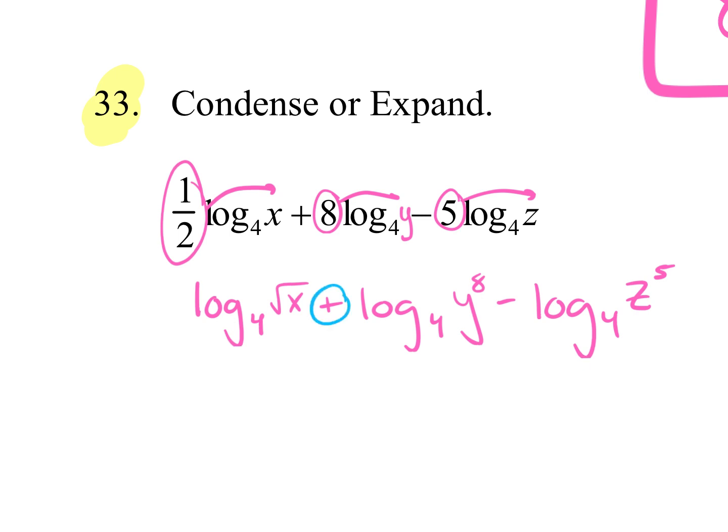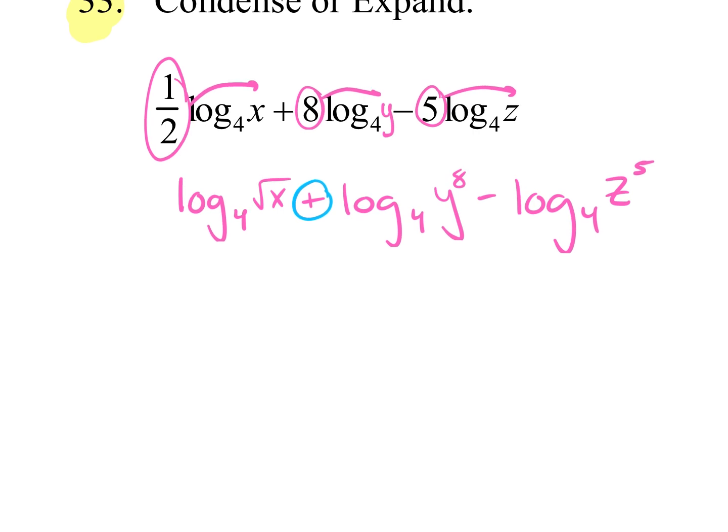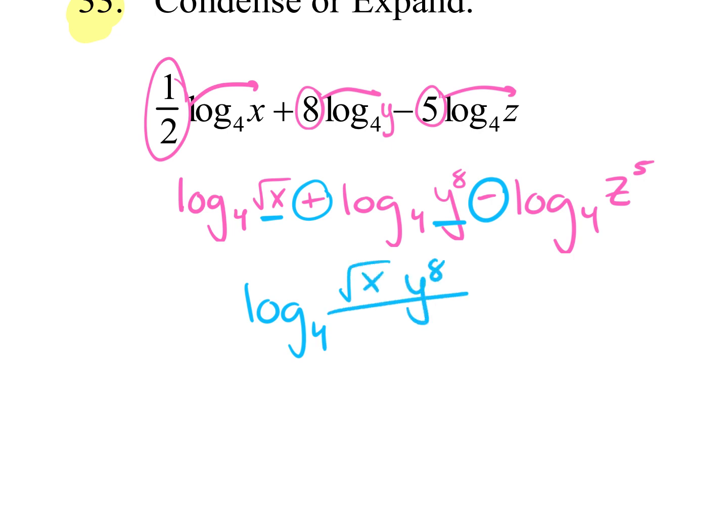Now when we add, what do we do to condense our logs? What goes with addition? Multiplication. And what goes with subtraction? Division. So we're going to have log base 4. We multiply the two things being added together, so square root x times y to the 8th, over, we divide what's being subtracted, so z to the 5th power.